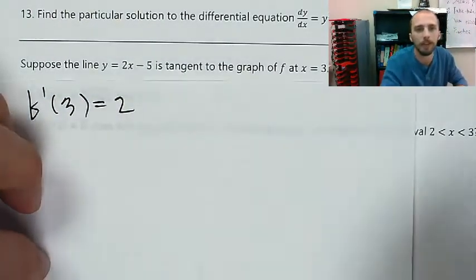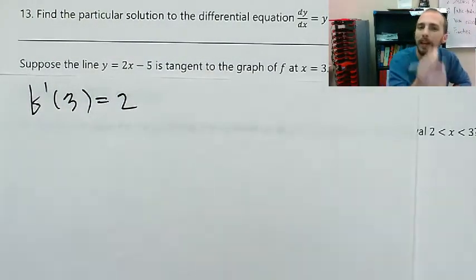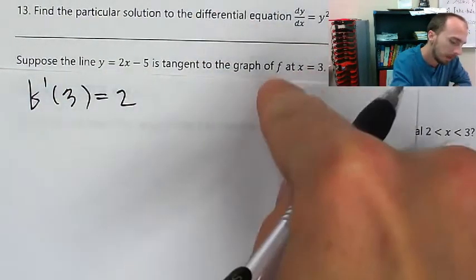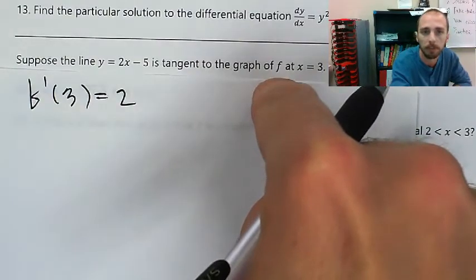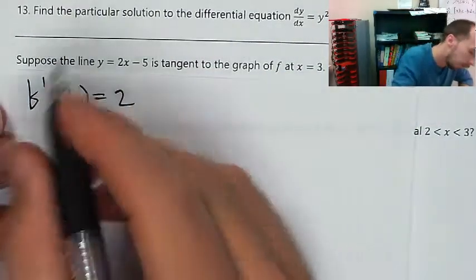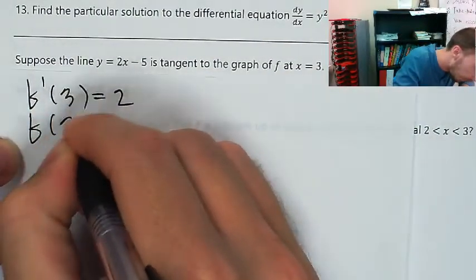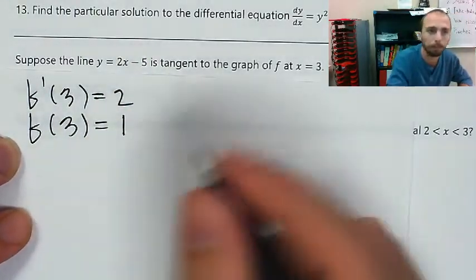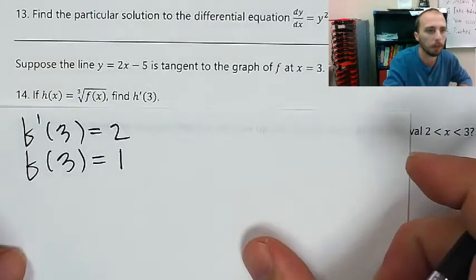The thing about tangency is that they got to have the same slope and they got to have the same point, right? They got to share a point. So if they share a point, then it's going to have the same y coordinate. So whatever I get from this line when I plug in x equals 3 is the same thing I should get from f when I plug in x equals 3 to maintain the condition of tangency. So f of 3 is equal to 2 times 3 is 6 minus 5 is going to be 1. And now there's going to be other questions.